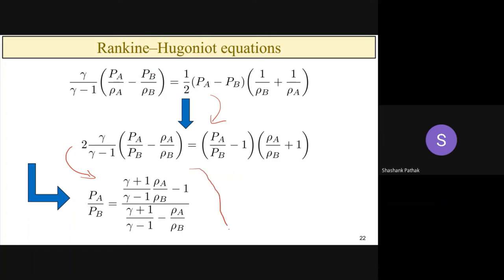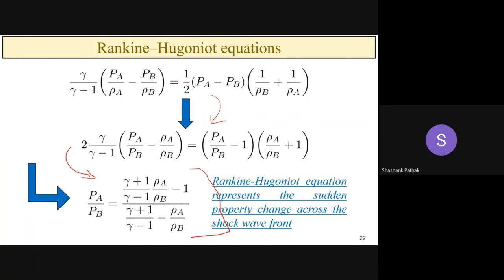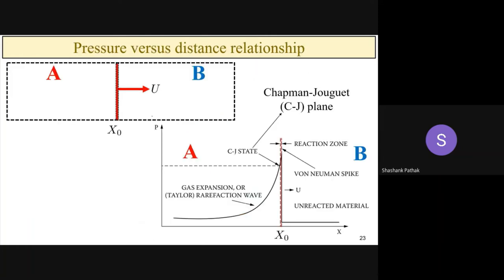And this equation is telling you nothing but this equation represents the sudden property change across the shock wave front. Because in the shock wave, there was a sudden change in property. If you see, here shock has happened, here shock is going to happen, and this is the boundary. So at the boundary, there is something that is suddenly changing, which is situated at x0.